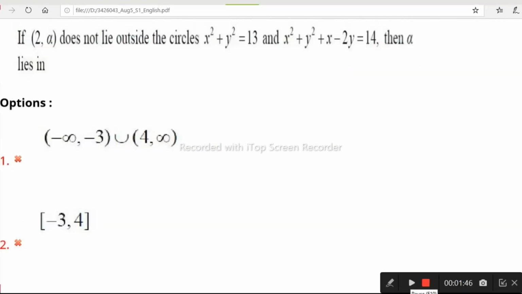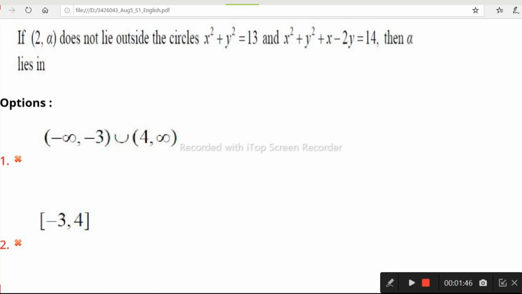So this is the first question from the circles. If 2a does not lie outside the circles x square plus y square is equal to 13 and x square plus y square plus x minus 2y is equal to 14, then a lies in. A lies in means the range of a is being asked.